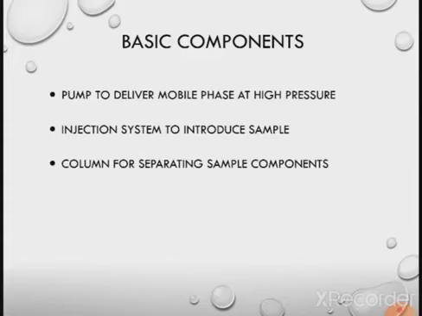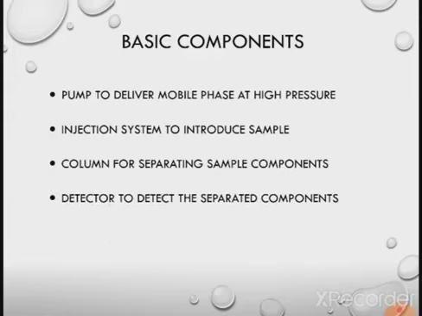Okay, so the column is required according to the need of the compound you want to separate, like ODS column, OD column, C8 column, cyano column, or nitrile column. So these are the types of columns we use according to our need. This column is also called the heart of the system.